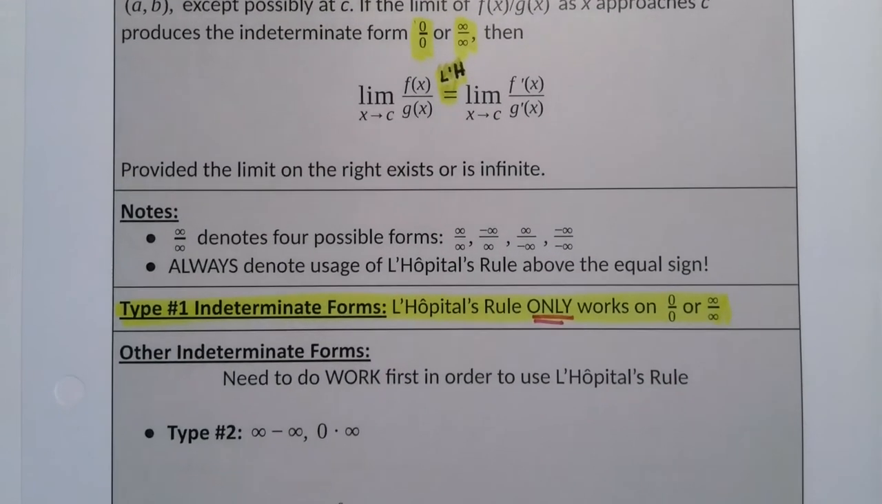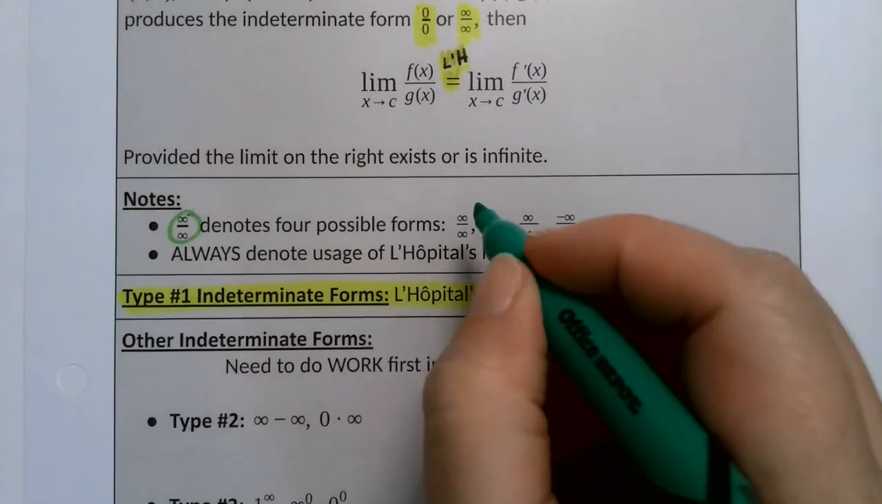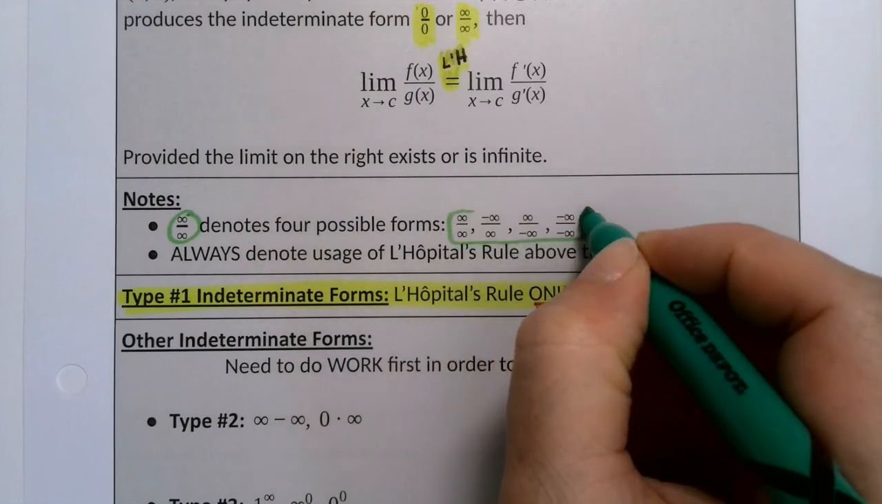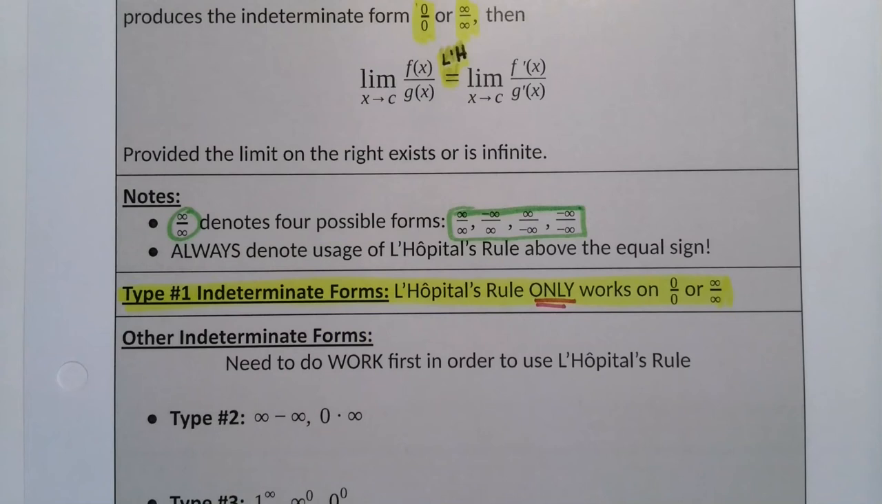All right, so couple things. One, infinity over infinity can come in four possible forms. So infinity over infinity can be positive over positive, negative over positive, negative over negative, right? All four of those count as infinity over infinity. So the sign is not really relevant.